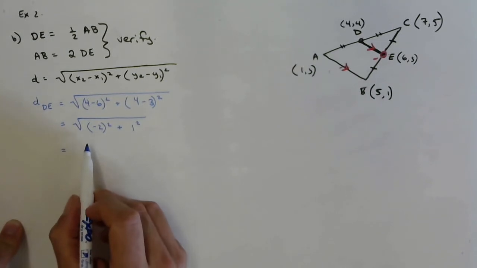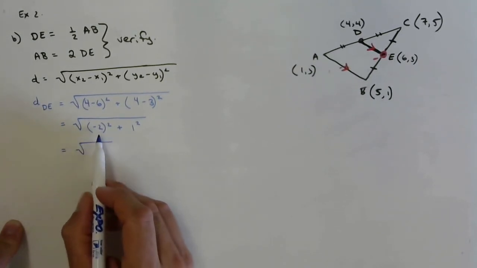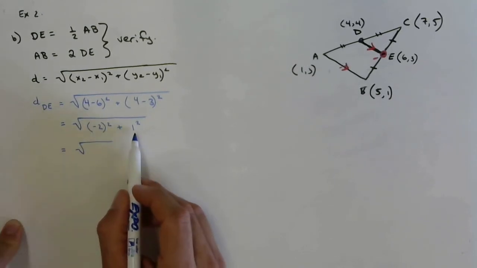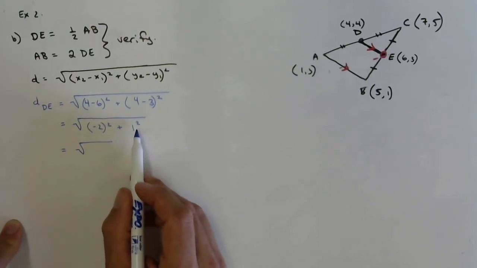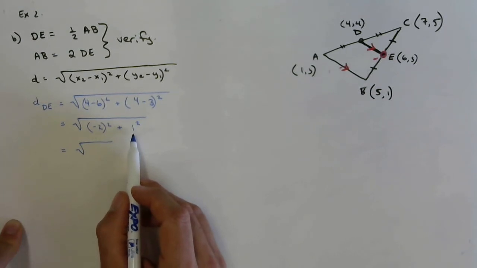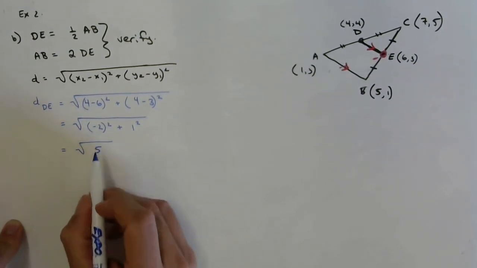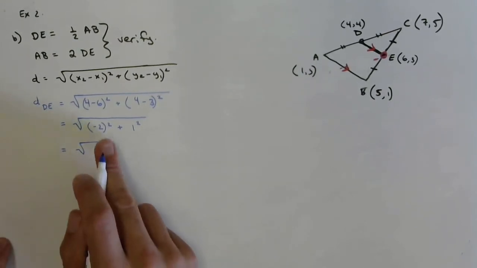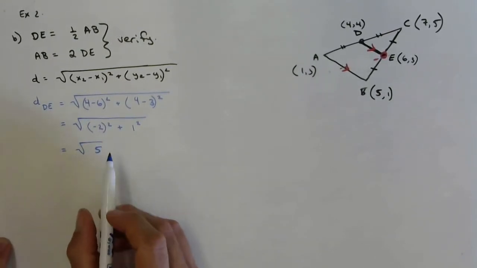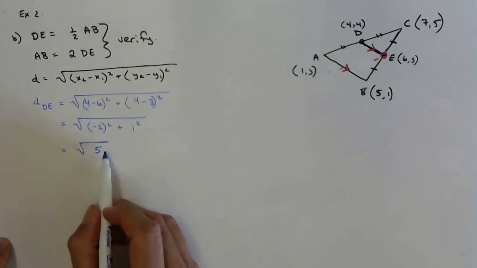And I'm going to just finish this off. Under the radical, negative 2 squared is 4. 1 squared is 1. Are you sure it's not 2? There's a 2 there, so shouldn't 1 squared be 2? No, 1. Like 1 times 2? Yeah, it's just 1 times 1, which is 1. So I've got 4 plus 1, that's 5. I'm going to leave it as an exact answer under the radical, okay? I do not want a decimal. I just want it to look like this.